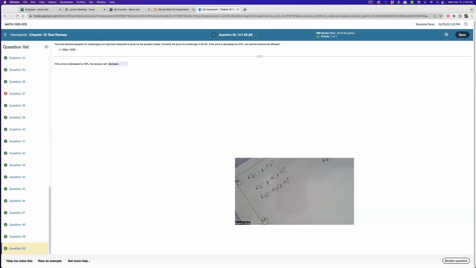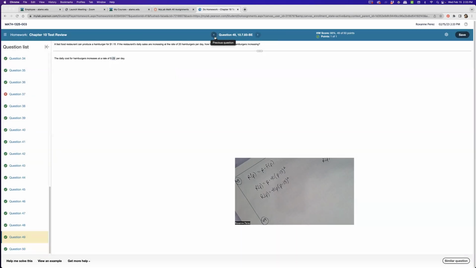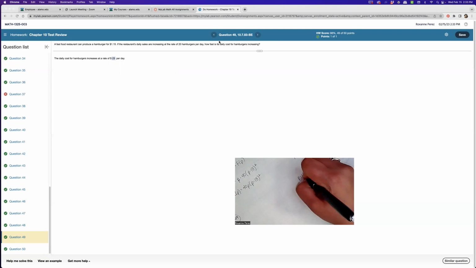Okay, 49. Oh gosh. Okay, a fast food restaurant can produce a hamburger for $1.15. Okay, so that's their price. The hamburger's $1.15. If the restaurant's daily sales are increasing at a rate of 20 hamburgers per day, so the rate of sales with respect to time is increasing at 20 hamburgers per day, how fast is its daily cost for hamburgers increasing?